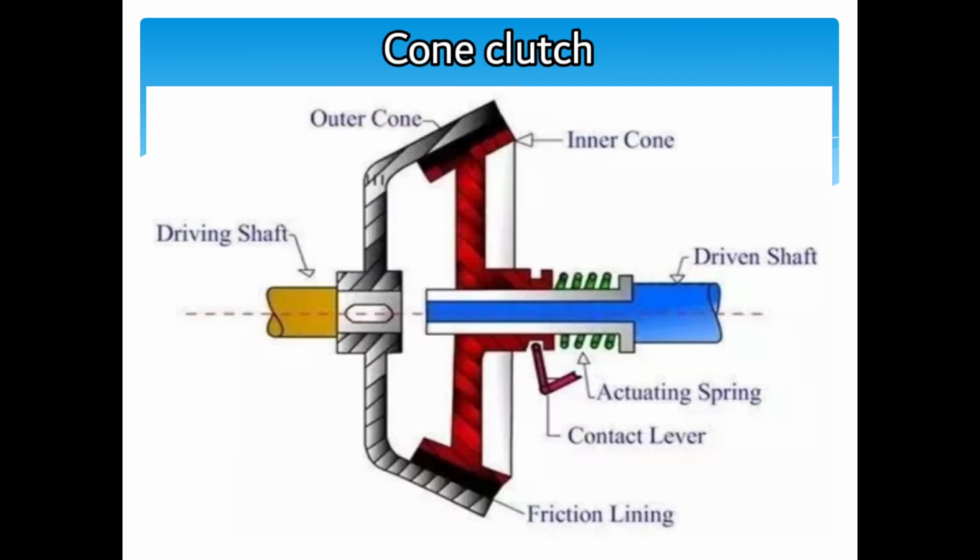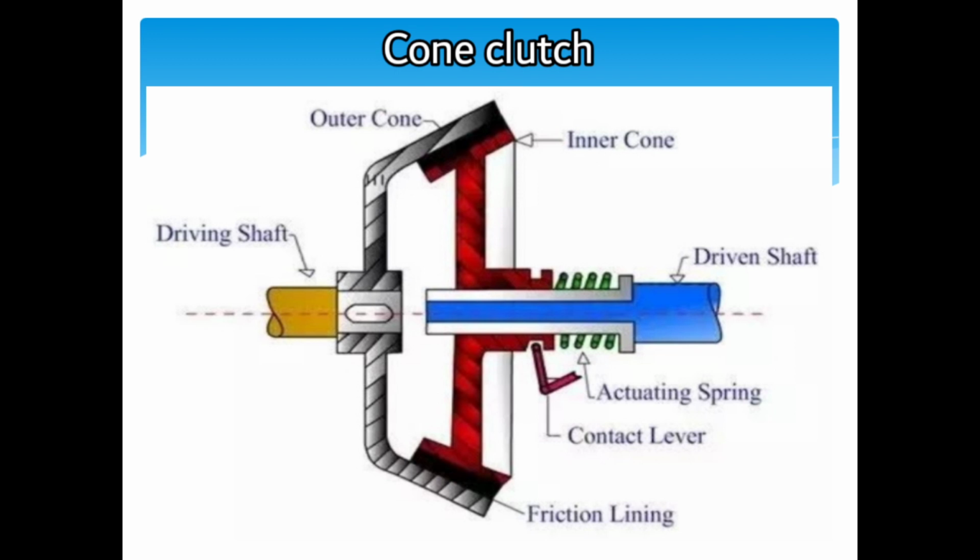We can move to another type. It is called cone clutch. A cone clutch serves the same purpose as a plate clutch, that is the single plate and the multi-plate clutch. However, instead of mating two spinning discs, the cone clutch uses two conical surfaces to transmit torque by friction. That is the difference, but it is the same as the plate clutch.